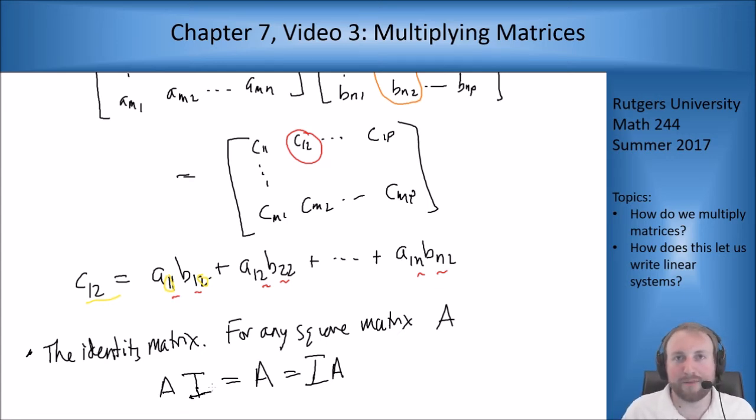Nothing changes when you multiply by the identity. That's why it basically is equivalent to a 1 in normal numbers, right? The I is 1. If I multiply by I, I don't change what I had before.